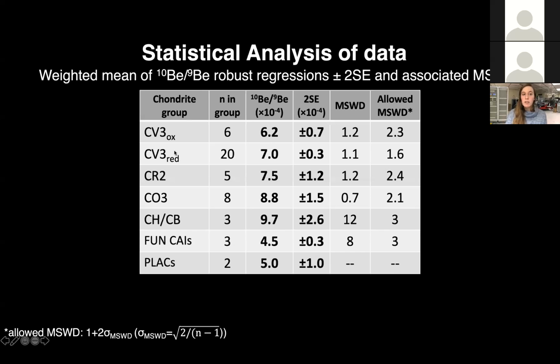And this works also for CV3 reduced CAIs, for CR2s and CO3s. They all have MSWDs that are lower than the allowed MSWD. But this does not work for CHCBs and fun CAIs. They have quite a high MSWD, which indicates that the few CHCBs and the few fun CAIs measured have quite a variable range of beryllium-10.